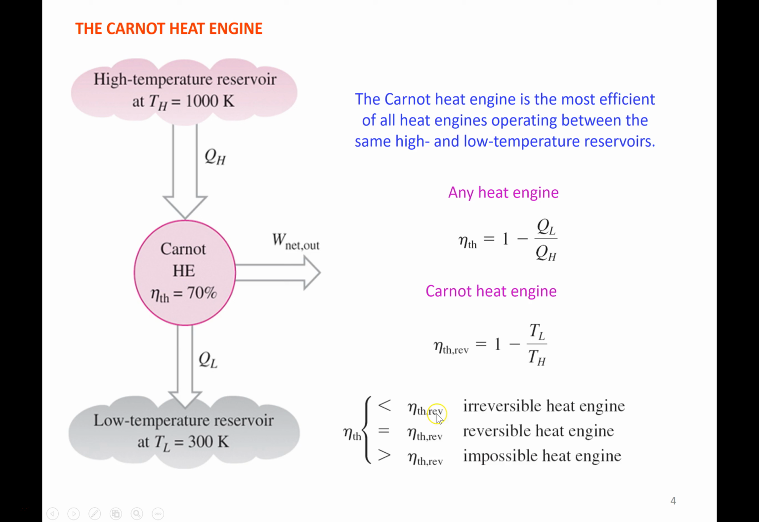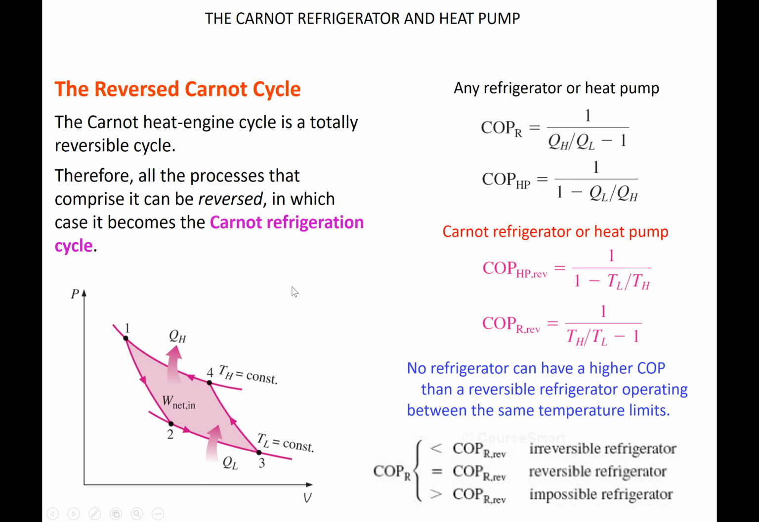Just to let you know, if the efficiency of a cycle is less than the Carnot cycle, you have an irreversible heat engine. If it's equal to it, then it's basically like a Carnot cycle, all reversible. You can't have it greater than it, because that's impossible, because this is the most theoretical condition.